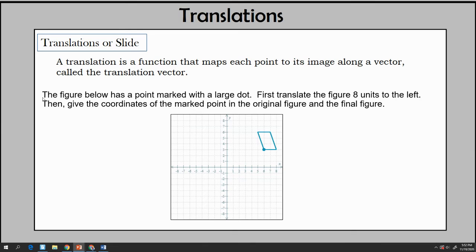Okay, let's talk about this. The figure below is marked with a large dot, so they put a dot on the corner. We're going to translate the figure 8 units to the left and then give the coordinates of the marked point in the original figure. To translate it 8 units to the left, I'm going to look at each of the four corners and move them directly to the left 8 units.